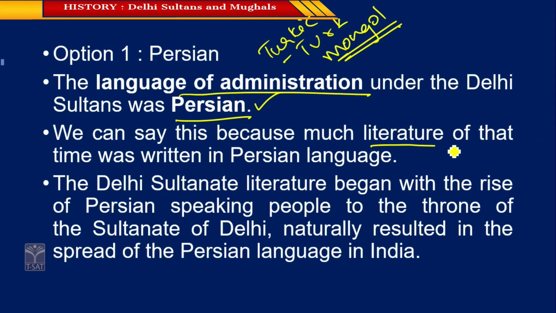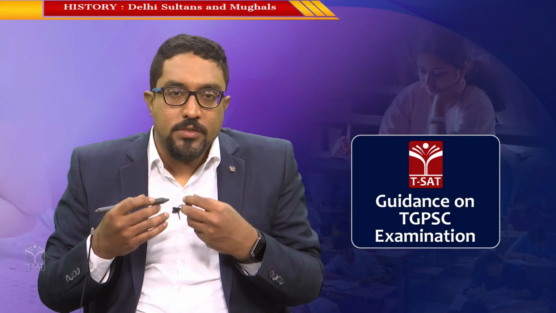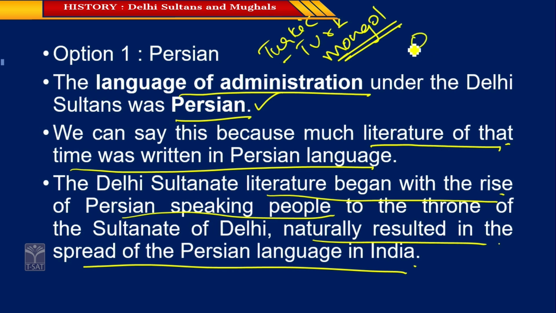Historians have concluded this because much of the language, much of the publications, almost everything official as well as non-official, and even the literature of the period was given in the Persian language. The Delhi Sultanate literature began with the rise of Persian speaking people. Most of these Persian speakers came to the throne of the Delhi Sultans. So Persian writers, Persian literature, literates, they were all there in the Delhi Sultanate kingdom, naturally resulting in the spread of the Persian language in India. What started as official also eventually became the common language of the people.